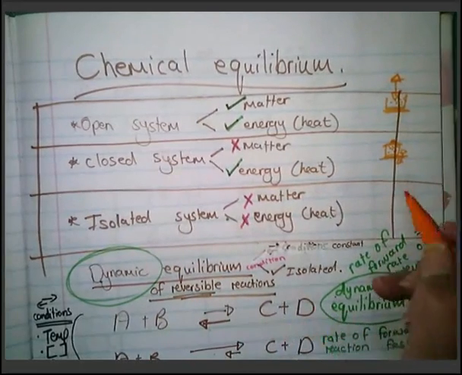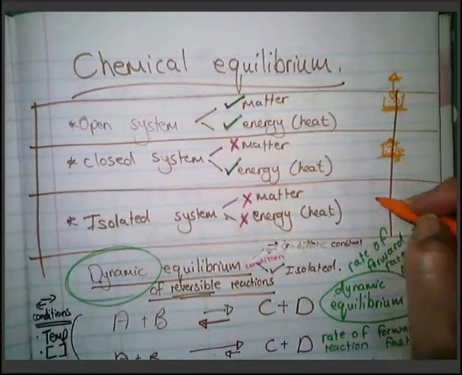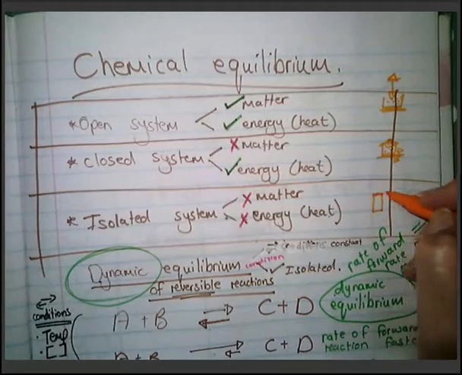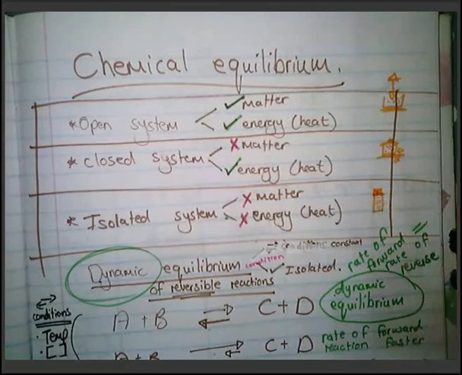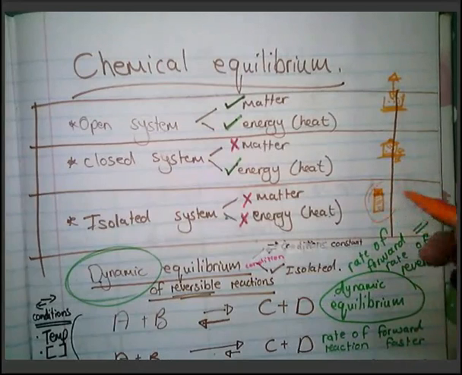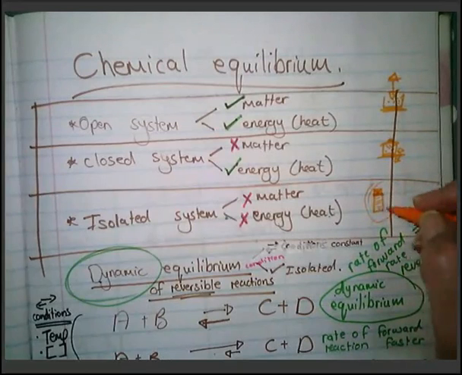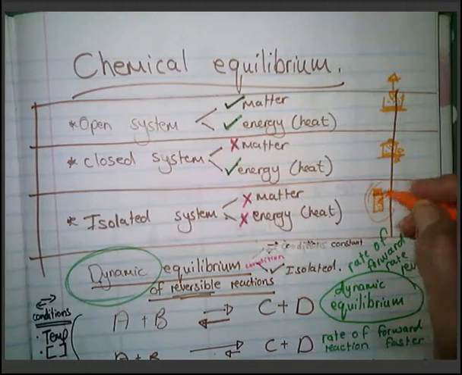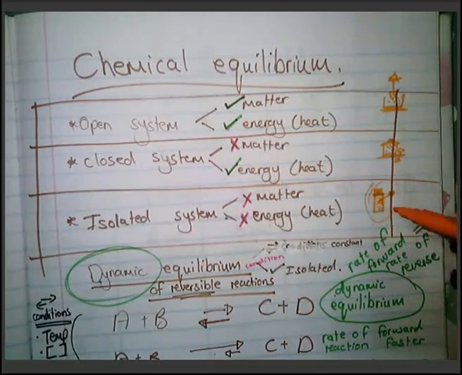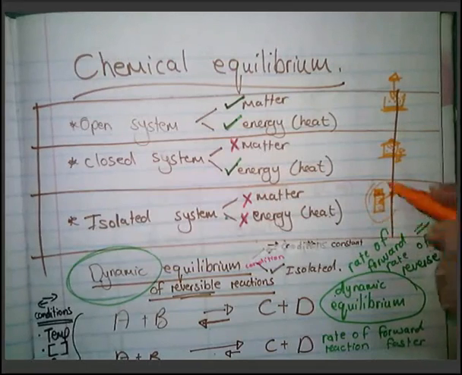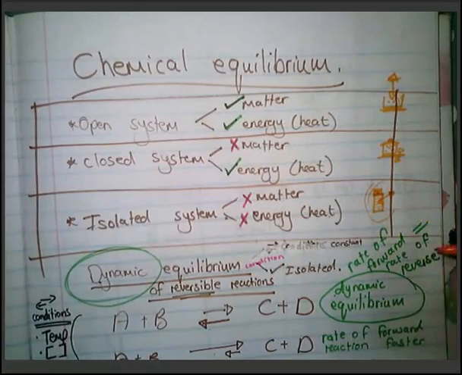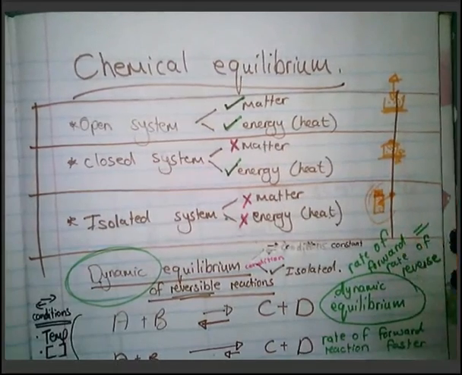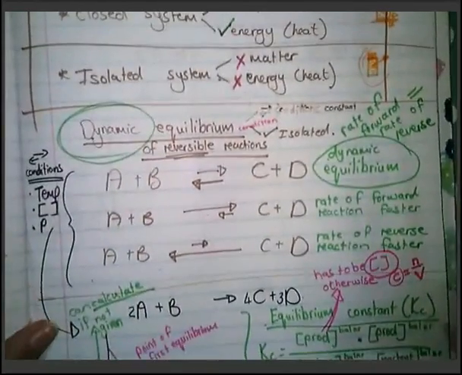Okay, and then an isolated system is like what's supposed to be a flask that keeps your coffee hot. The idea is that no matter can be exchanged with the environment. So what's inside the flask stays inside, and heat, energy can also not be transferred between the two. Right.